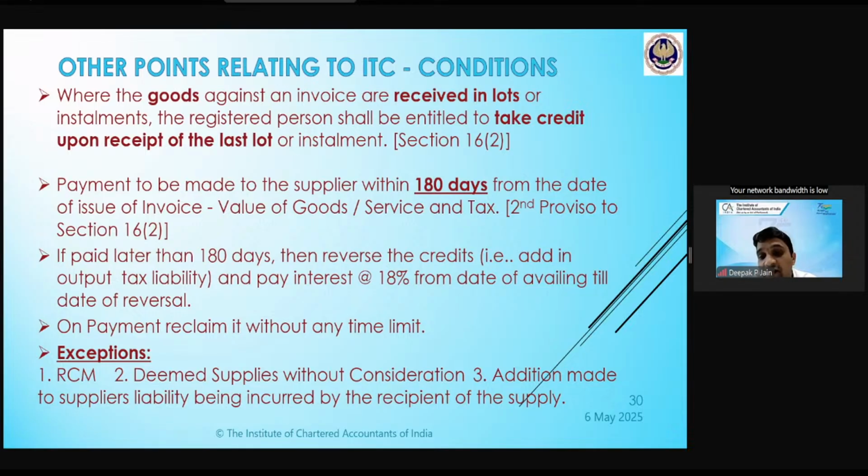While reclaiming the credit, even interest can be claimed? No. While reversing, you have to reverse with interest. You cannot reclaim it back.